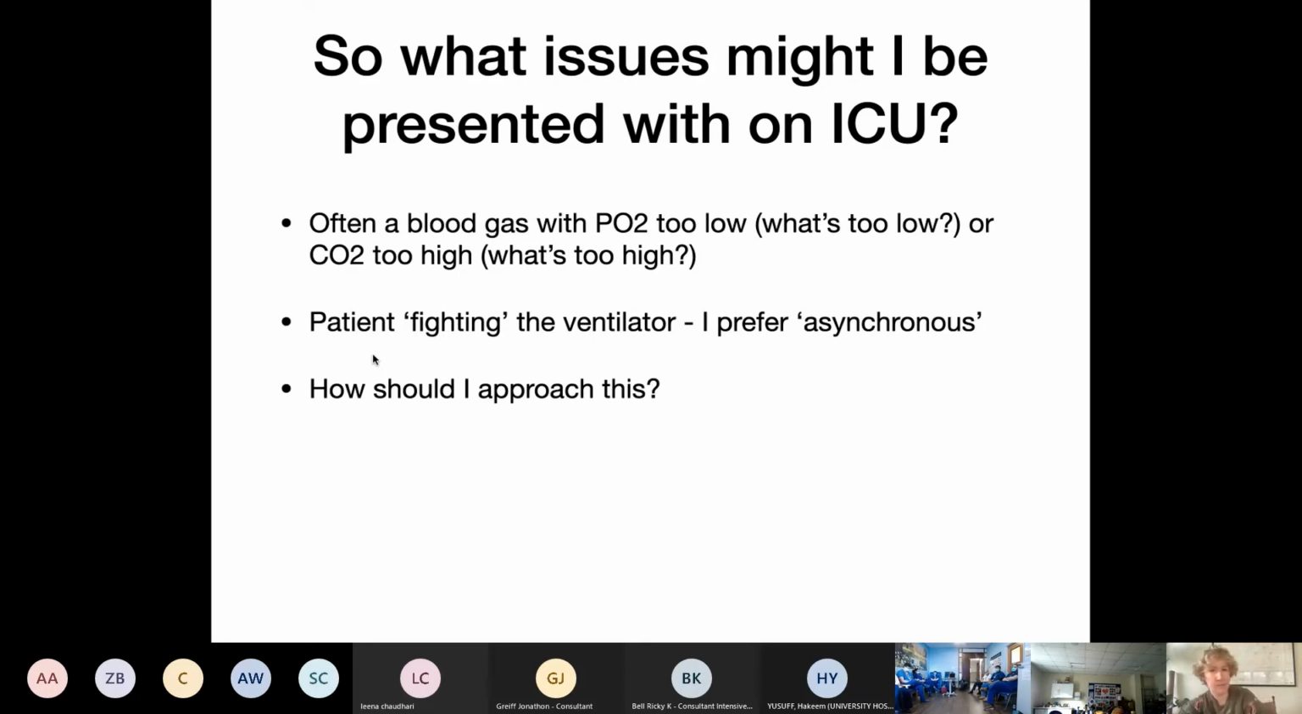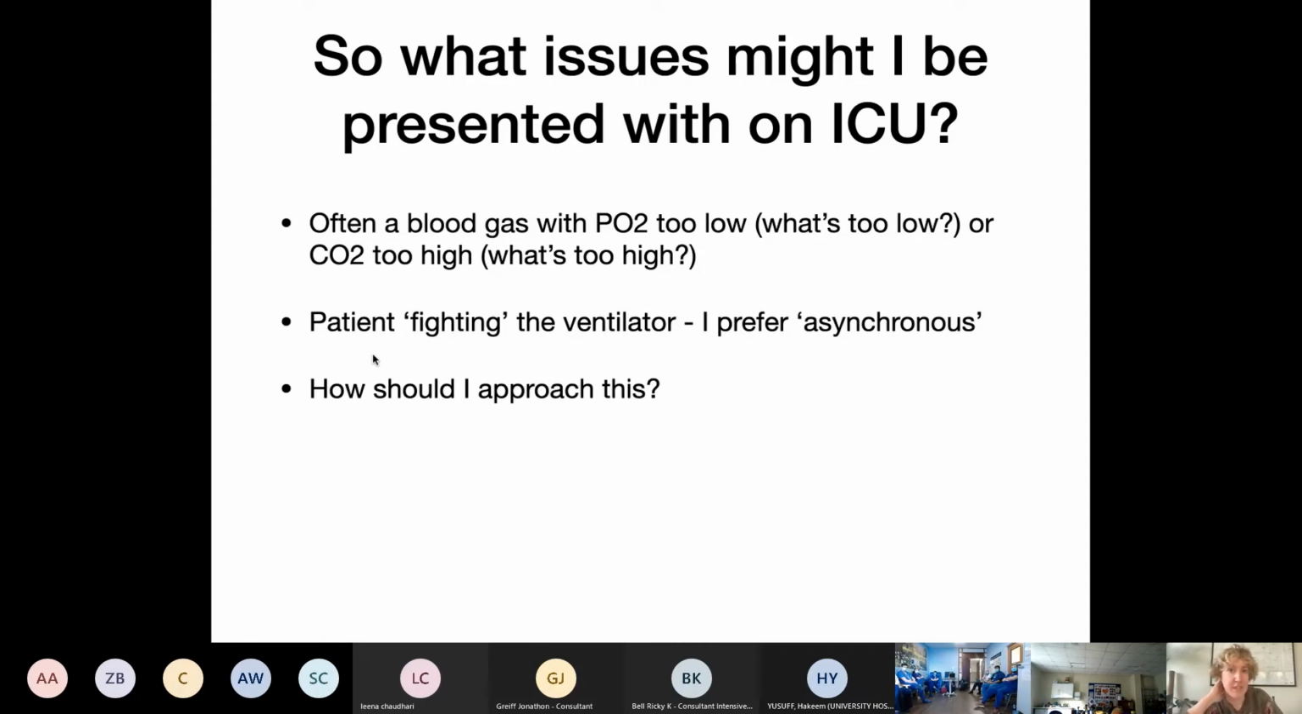So what issues might I be presented with on intensive care? It's often a blood gas with a PO2 that's too low. So you need to think, what is too low? What's too low for this patient? Or a CO2 that's too high. What's too high? Or a patient that is fighting the ventilator, but I prefer asynchronous as a term because I don't think the patients are really fighting.